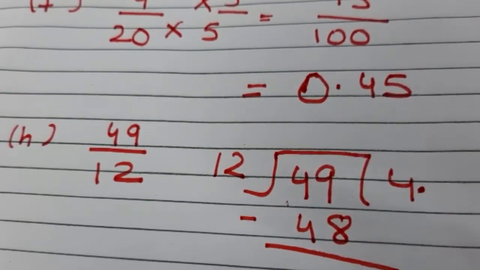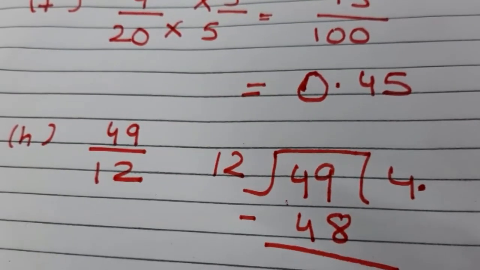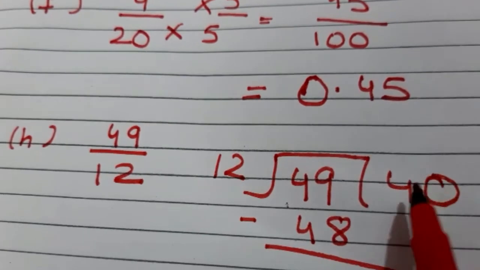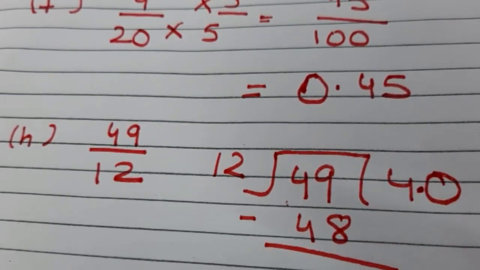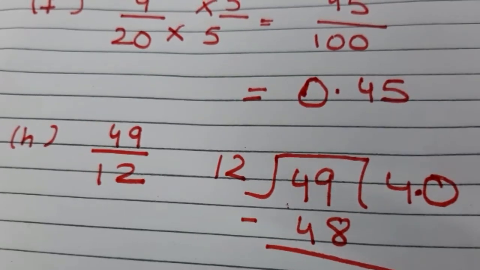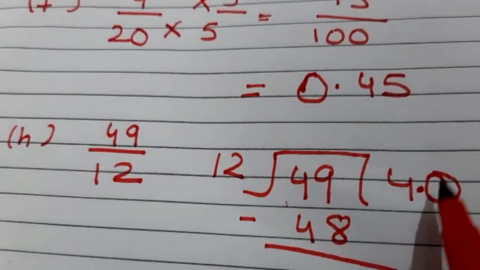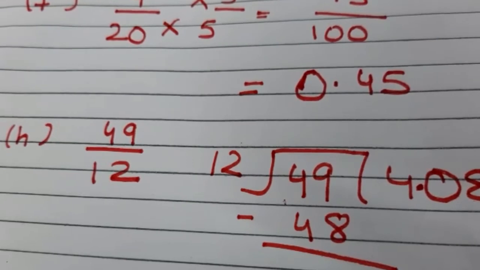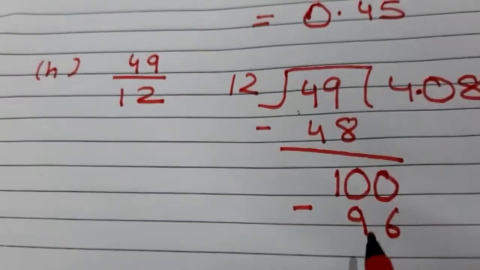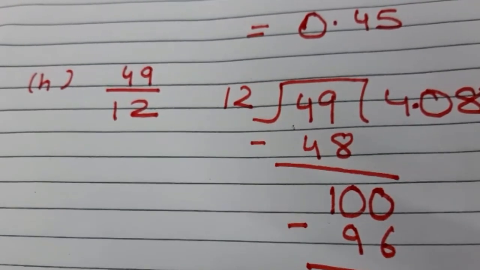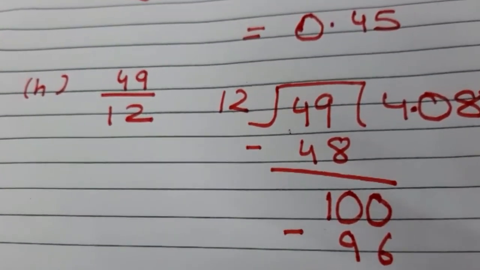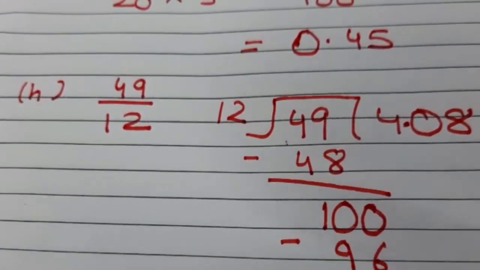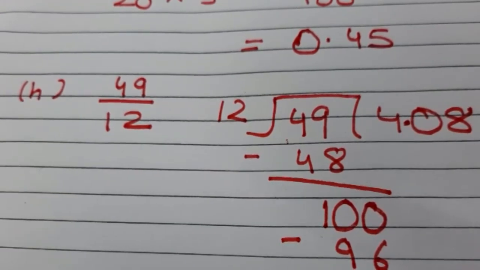I'll put a decimal here and I'll put a 0 here. But again, this number 10 is less than 12. So now I will put one more 0 here. With one decimal place, you can only carry down 1 zero. If you have to carry down 2 zeros, you have to put one more 0 here. Then only you can carry down one more 0. Now 12 8s are 96. Now 100 minus 96 is 4. Now with one decimal, you can carry down 1 zero. So 12 3s are 36. Here again 40 minus 36 is 4.